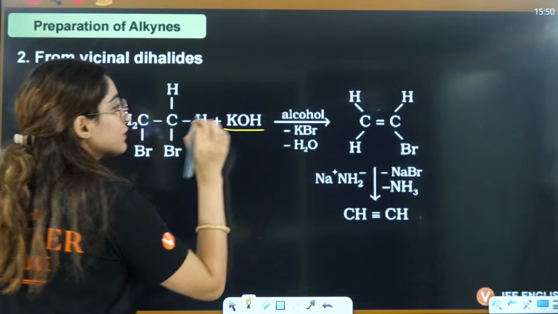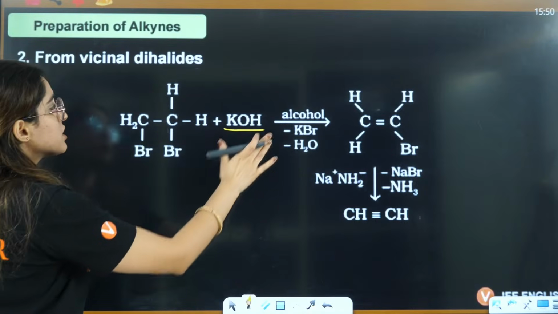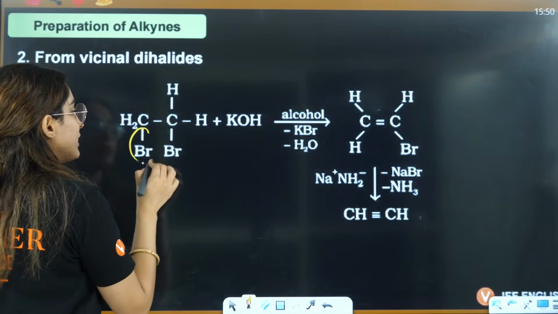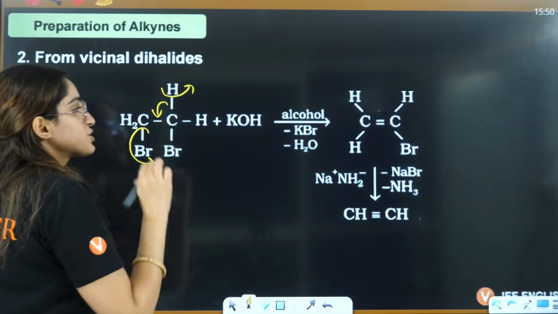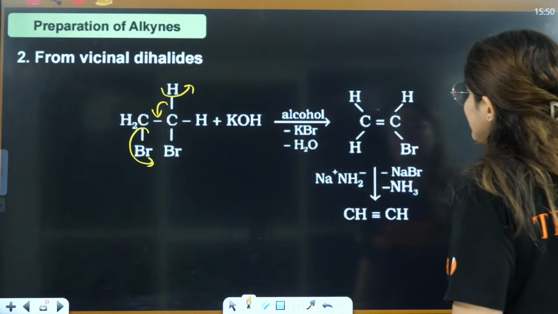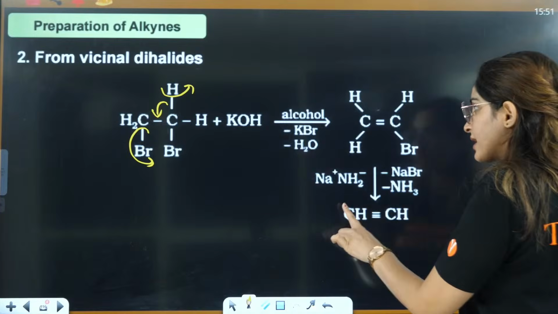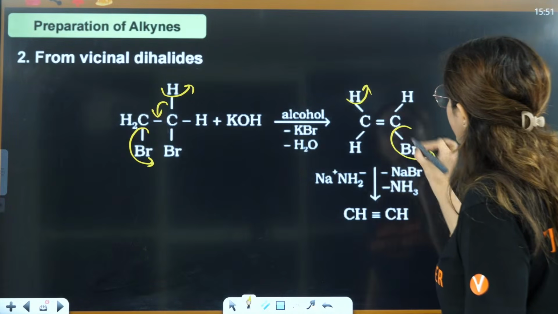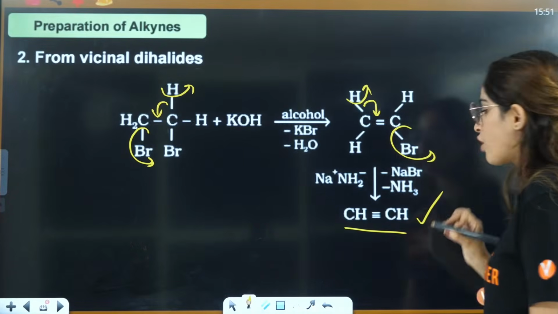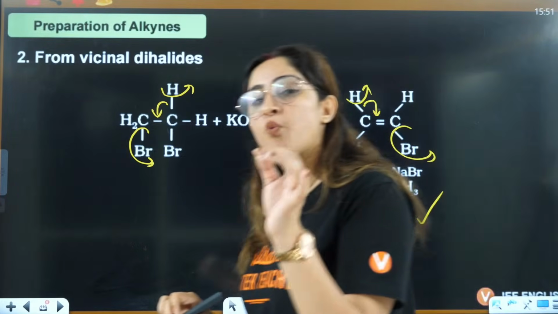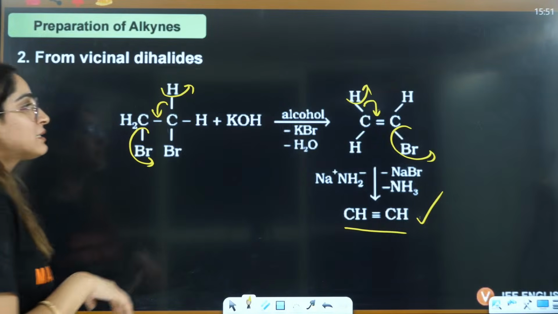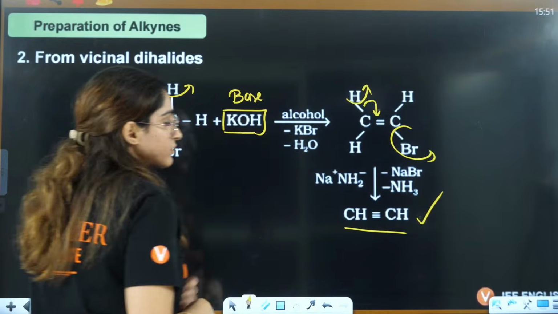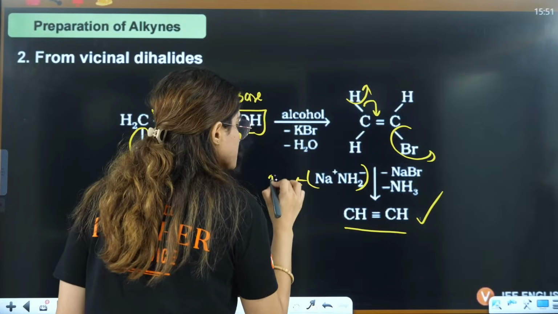Now when you react it with an alcoholic base, you will have the elimination of bromine and hydrogen from here. Let's say bromine is eliminated, here hydrogen is eliminated, the double bond is shifted here. Alkene you will have. Then again you are using a base here, again hydrogen will be eliminated, bromine will be eliminated, the double bond will shift here, and you will have the formation of alkyne. Now guys, remember one very important thing here: this is also acting as a base.